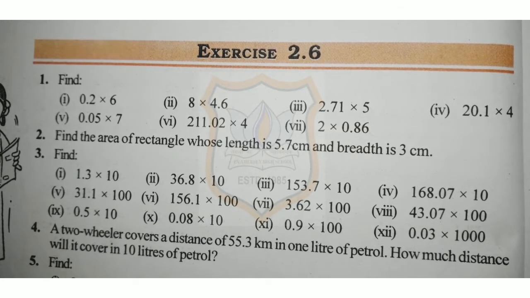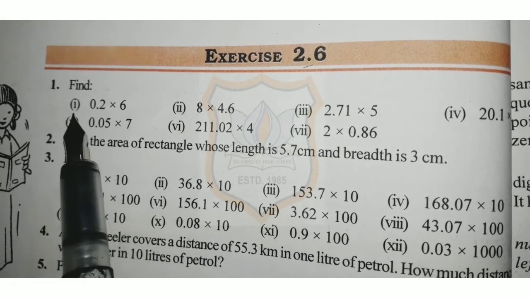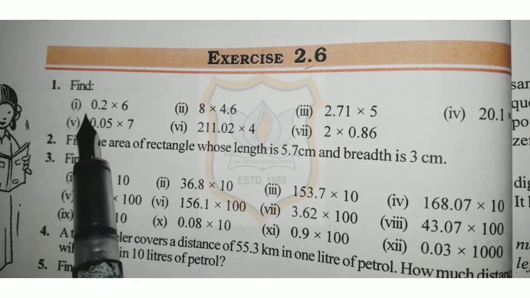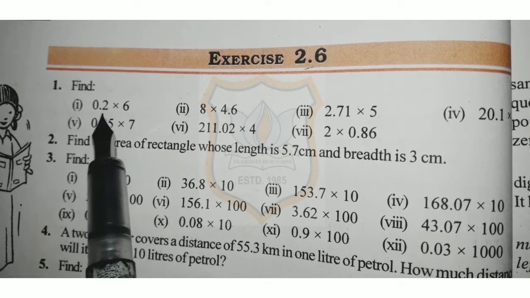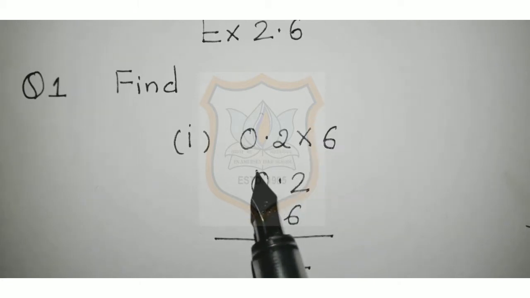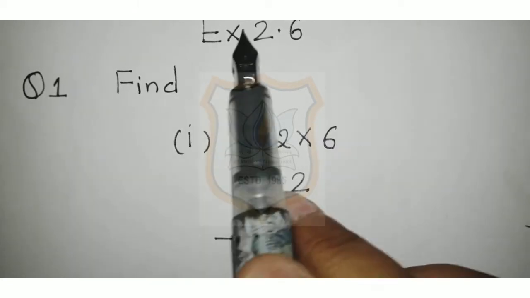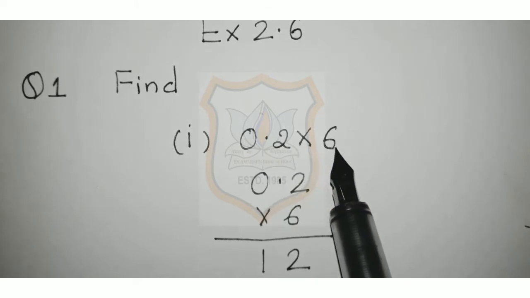Today we are going to start exercise 2.6. First question of exercise 2.6 is find. First part is 0.2 multiplied by 6. It means you have to find the product of 0.2 multiplied by 6. Now let's solve first part of question number 1 exercise 2.6 and that is 0.2 multiplied by 6.